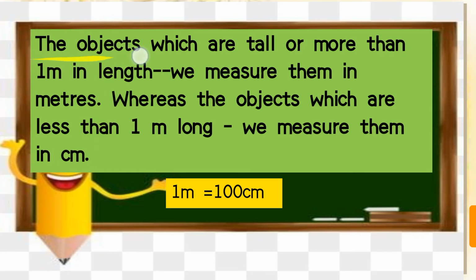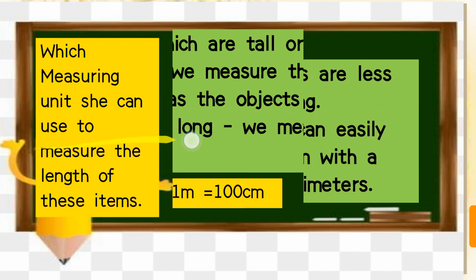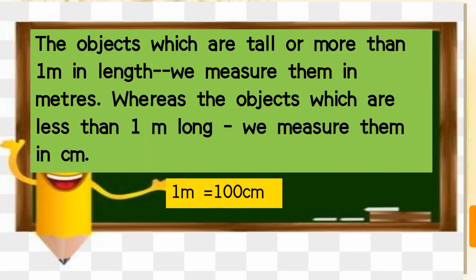The objects which are tall or more than 1 meter in length, we measure in meters, whereas the objects which are less than 1 meter long, we can measure in centimeters. 1 meter equals 100 centimeters. So you all have to identify this.